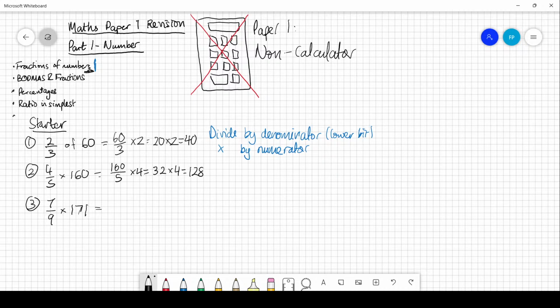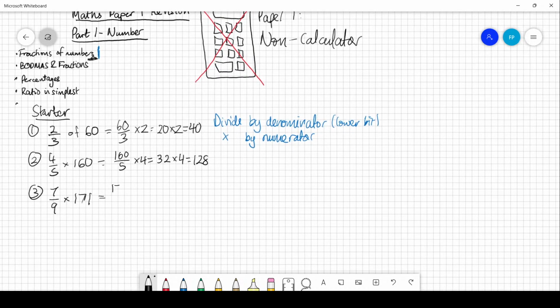And then for number 3, what's 9 times 7? 63. We need to practice some division as well. 180 divided by 9 is 20. I've got 133. 19 times 7, which is 133. Good. So that is our very quick starter done.